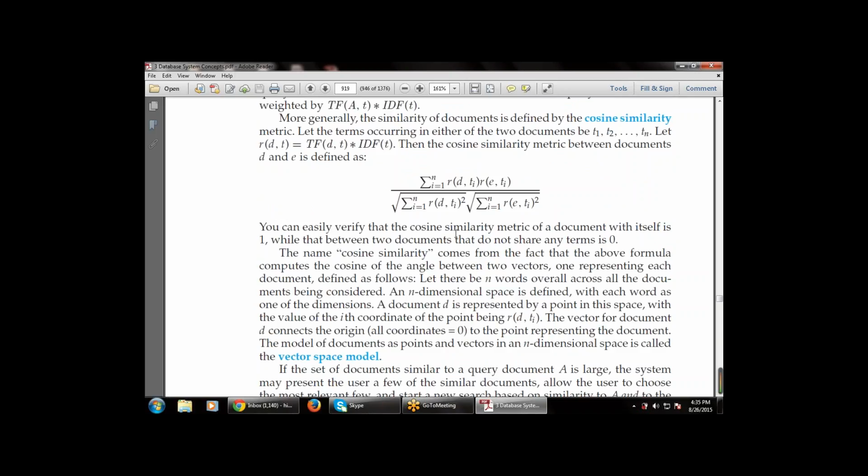The name cosine similarity comes from the fact that the above formula computes the cosine of the angle between two vectors, one representing each document. One vector represents one document, and the other vector represents the other document. This model, in which documents are treated as points in a vector in an n-dimensional space, is known as the vector space model.